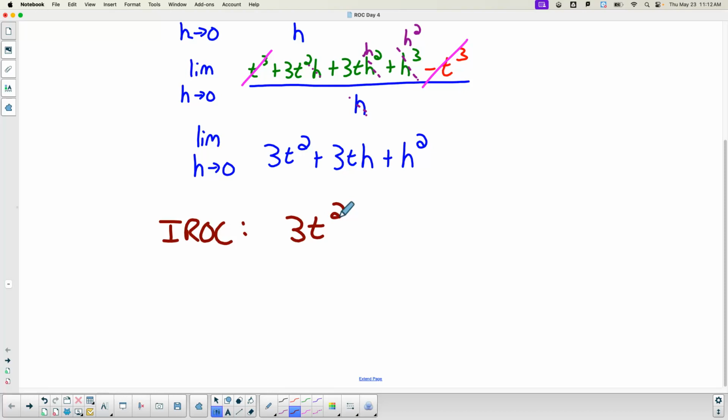Now we can ask, what's the IROC at this time, this time, this time, and this time? You can do it boom, boom, boom. At 0, it's 0. At 1, it's 3. At 2, it's 12. At 3, it's 27. So when we have to find the IROC, sometimes they give you a number and sometimes they don't.